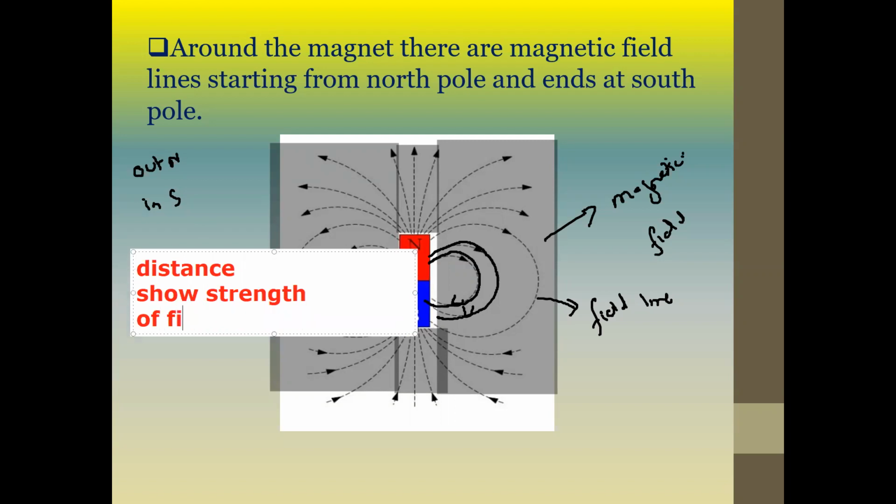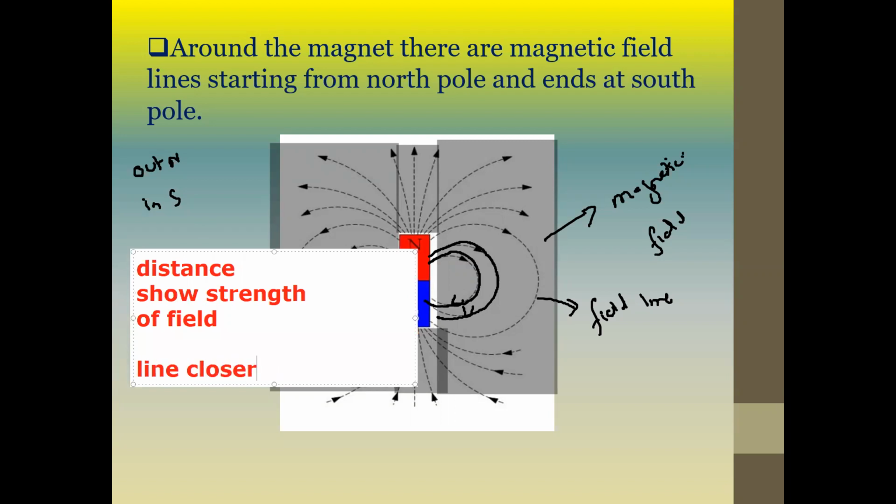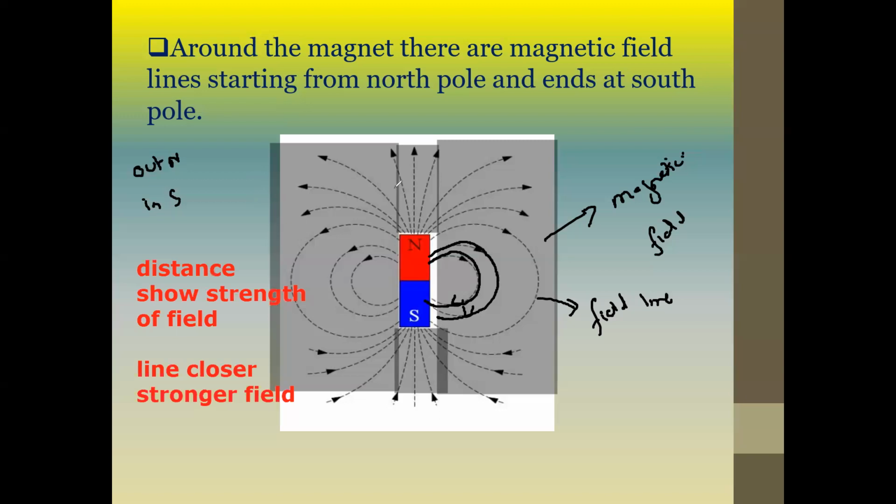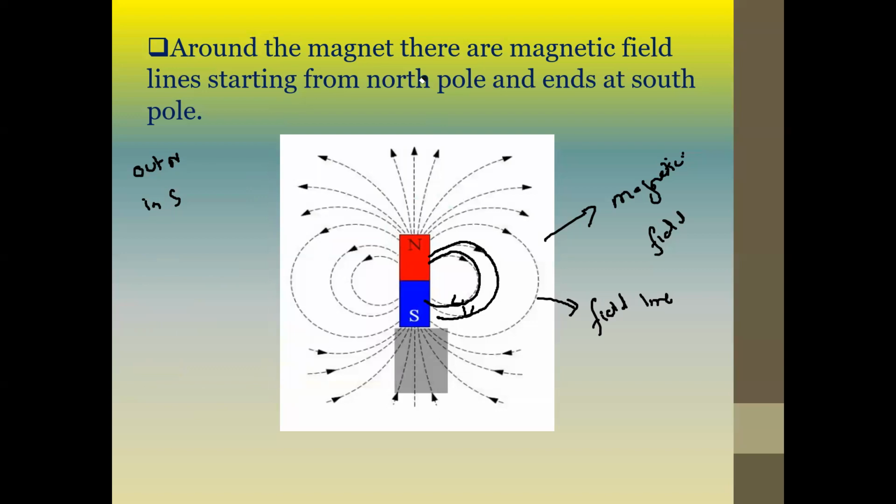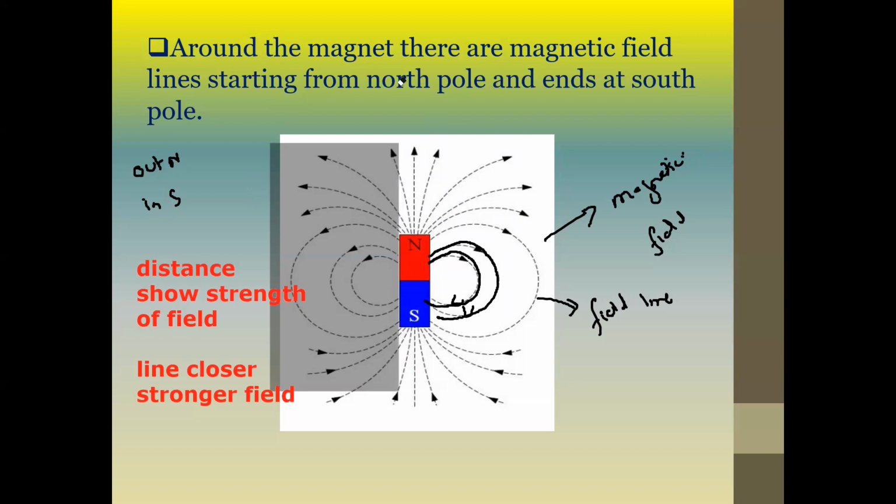If the lines are closer, it means stronger field. So when the lines are closer to each other, field is stronger. So as you can see here, if you see this region, this whole space, you will find the lines are very close to each other.